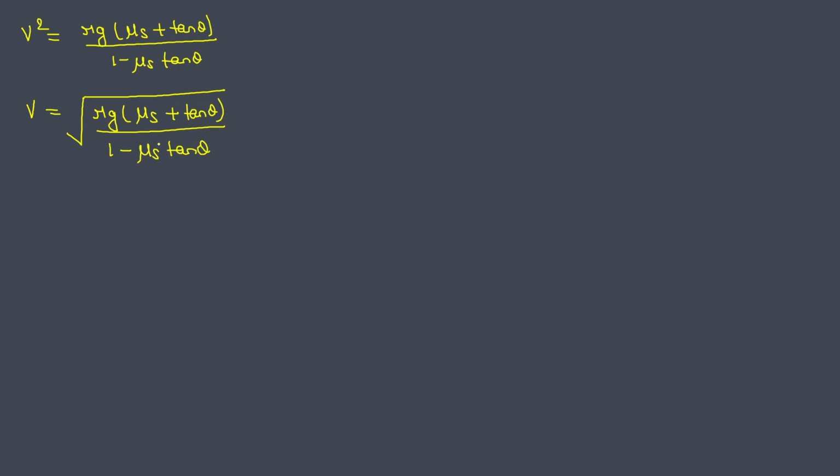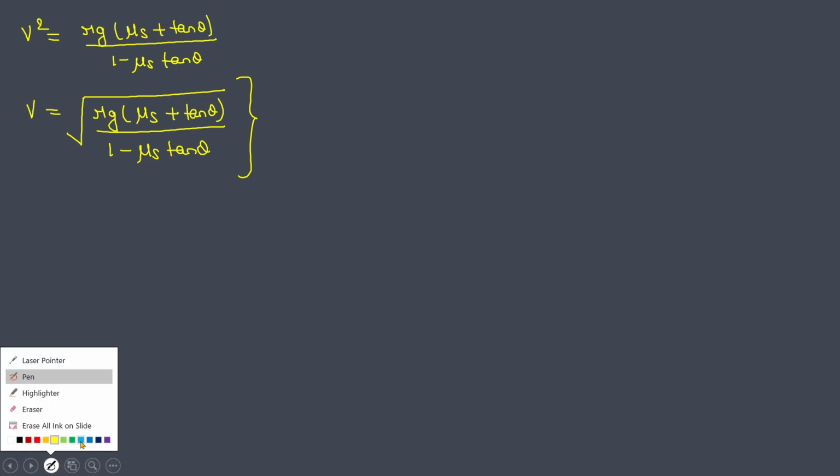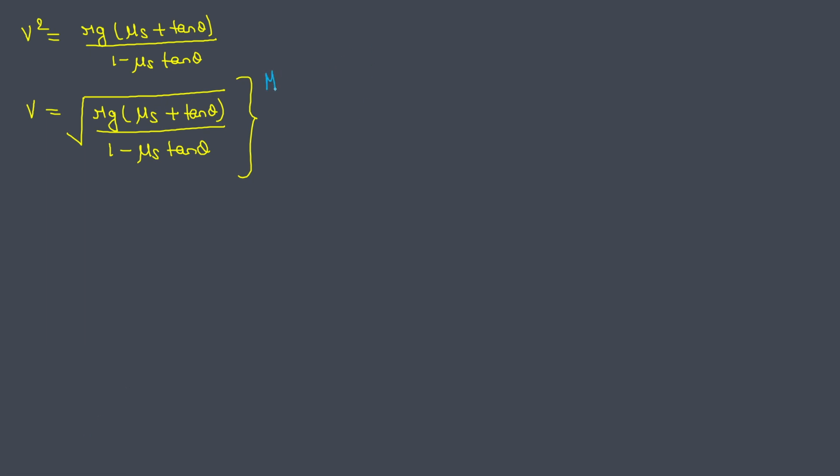So what is this? This is the value of the maximum velocity of the car on the banked road. It is the maximum velocity of the car on the banked road. So this is the final equation that we were looking for.